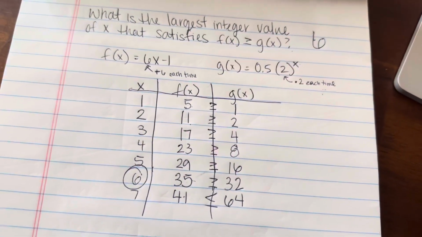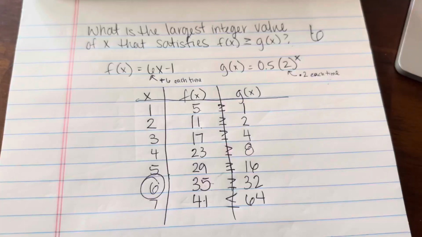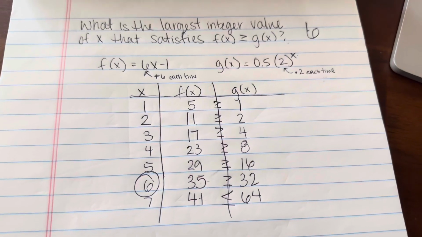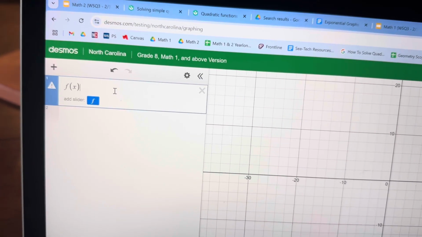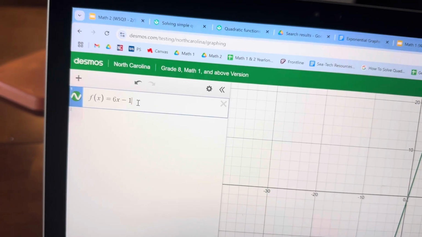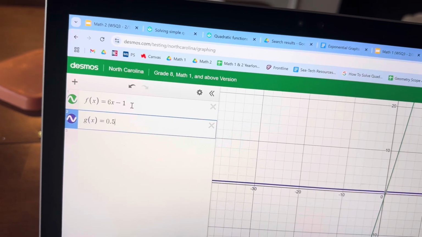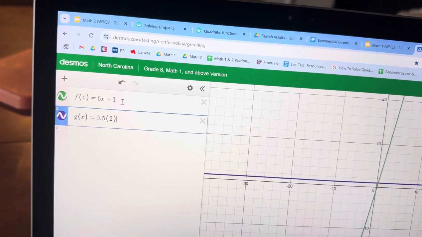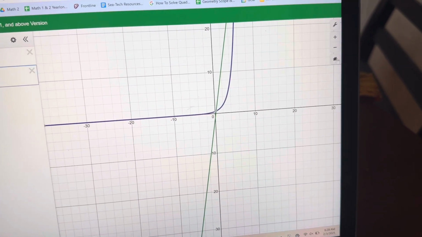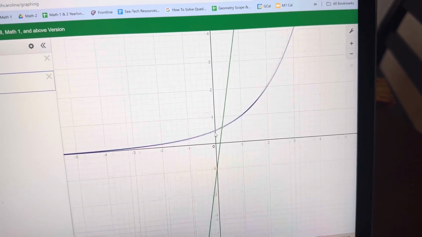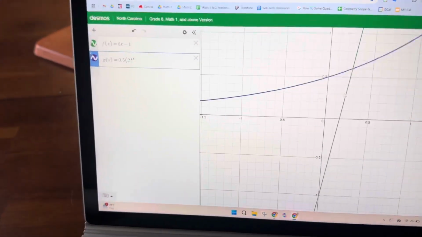I am going to show you what that looks like on Desmos, because if these are calculator active, then we should use calculator. So I'm going to type in my f of x function up here. 6x minus 1, and then our g of x function was equal to 0.5 times 2 to the x power there. All right, I'm going to go back home, see if I can get a good picture here. All right, and it does look like, let's see.